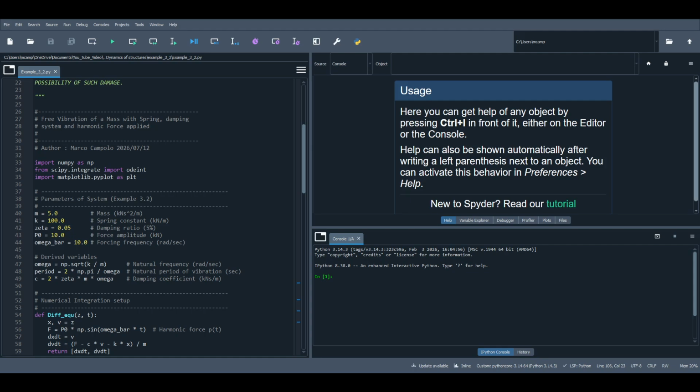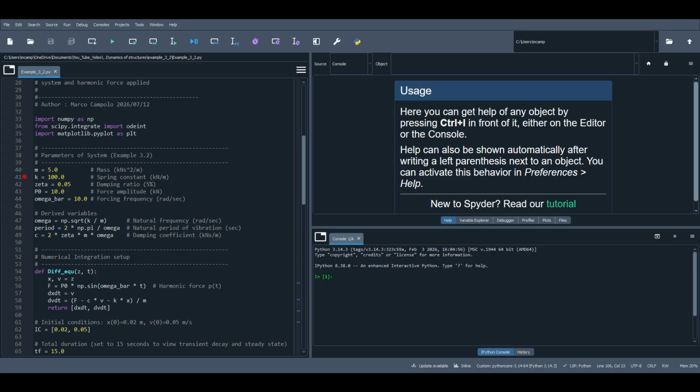From SciPy.integrate we import odeint, a numerical solver for ordinary differential equations, and after that we import pyplot from matplotlib, which is used to create the graph. After that, in lines 40, 41, 42, 44 there are the system parameters. M is the mass of the object. K is the stiffness of the spring pulling on the mass. Zeta is the damping ratio. In this case it is 5%, so it is underdamped and it will oscillate before settling.